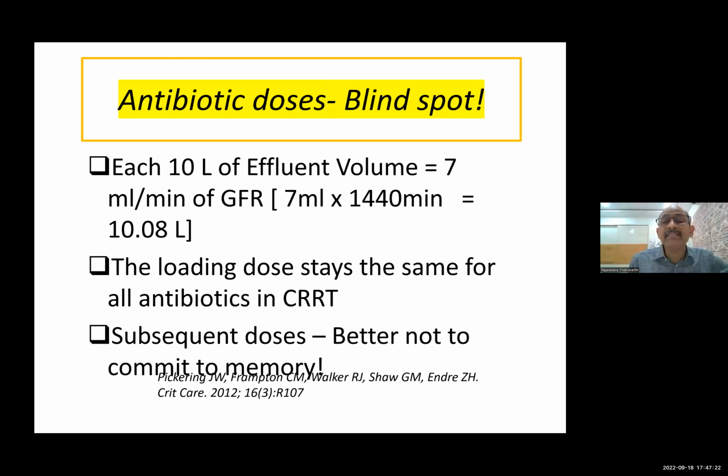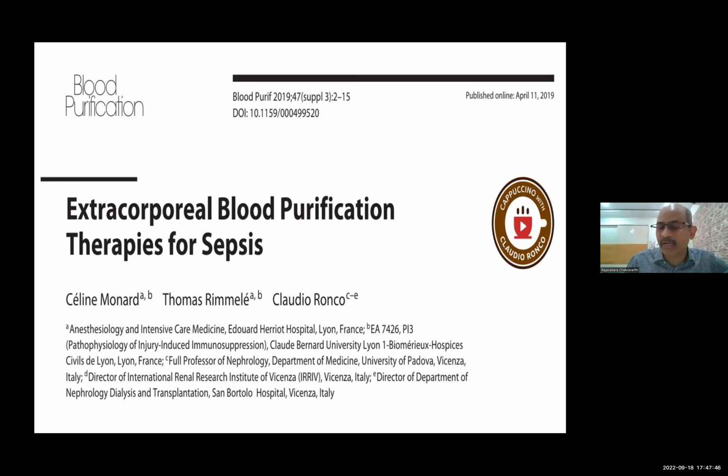clearance. Whereas if you calculate it per day, you will know exactly what is the amount of clearance that you are giving. The loading dose is always the same like any other patient. Subsequent doses, better to look at and see how much clearance you are giving. And you will have to give additional doses of these antibiotics so that you don't lose the antibiotic in the effluent and cause poorer outcomes.